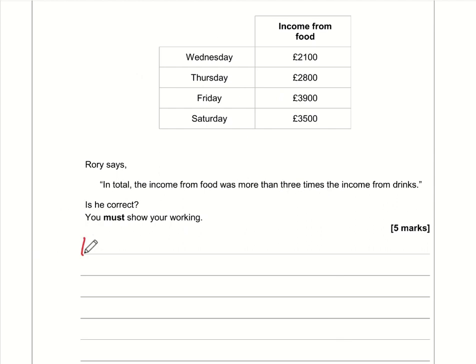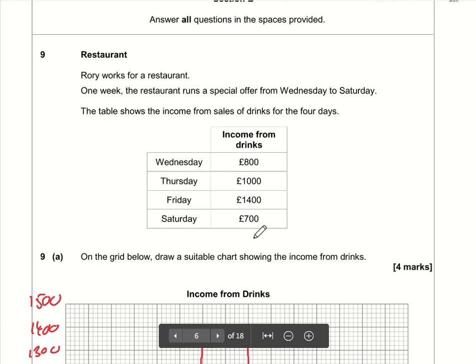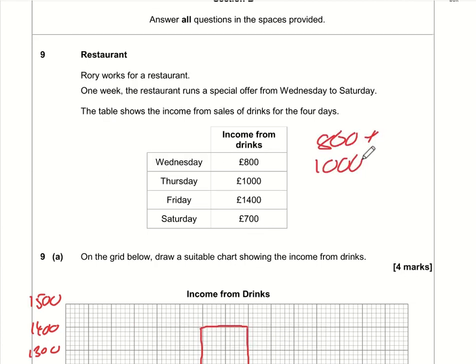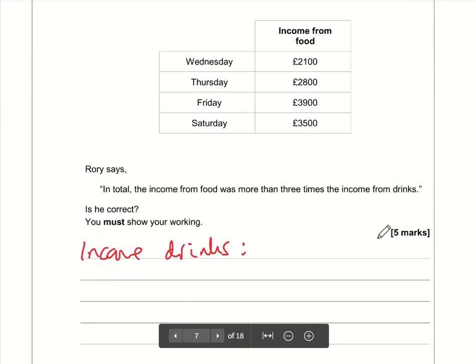Okay, 9b. So what we need to do is go back to question A to find out the income from drinks. So income from drinks is going to be these figures added together. So 800 plus 1,000 plus 1,400 plus 700, and that comes to a total of 3,900. Okay, so let's just write that down below.